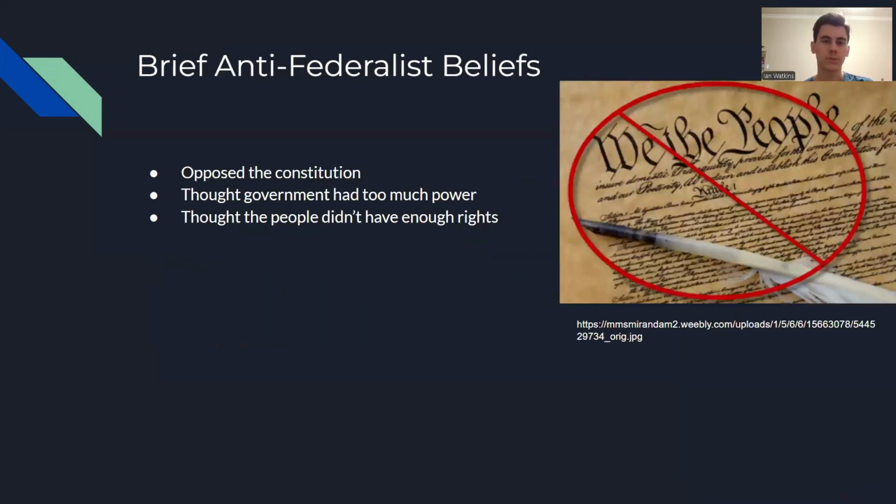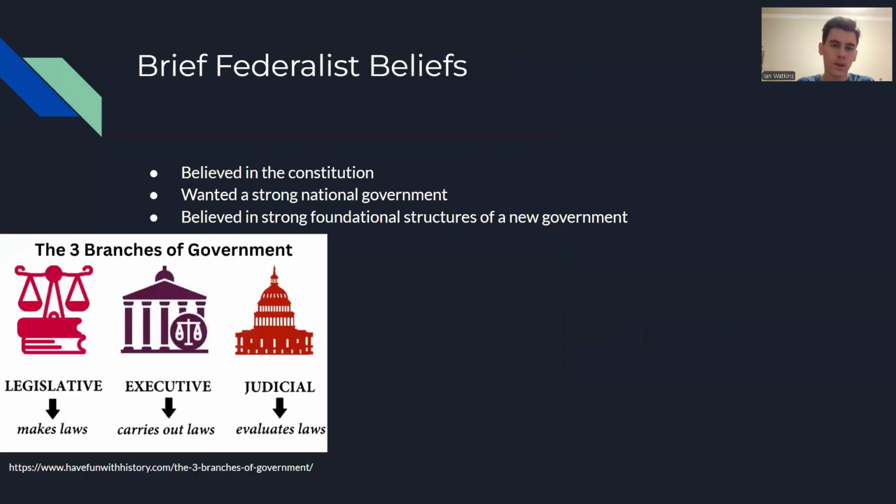So if you just look at the Anti-Federalist beliefs, just briefly, they were big on no constitution. They didn't like it. They thought the government had too much power, and they thought the people didn't have enough rights. Without the people having enough rights, the government can just run amok and do whatever they want, without the people having enough say and more power, because then it's more balanced.